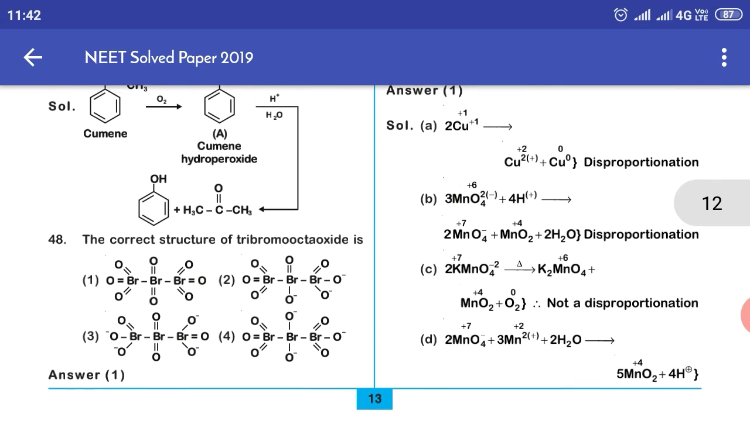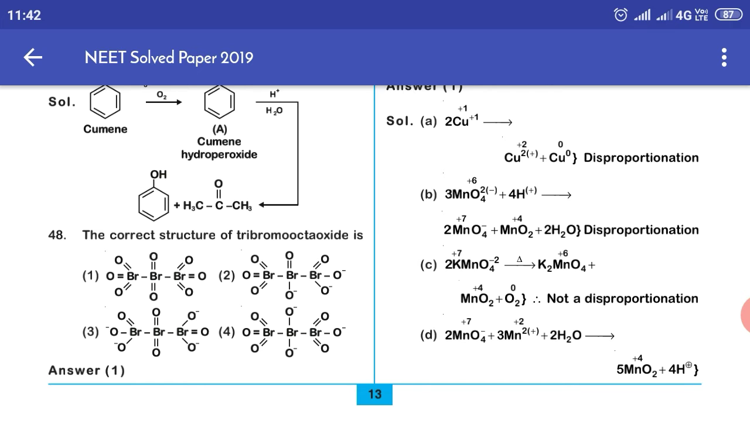In the third case, manganese in KMnO4 has a plus 7 oxidation state, but in the product side, the oxidation state of manganese is plus 6 and another is plus 4. So here only a decrease in oxidation number takes place, so it is not a disproportionation reaction, it is only a redox reaction.